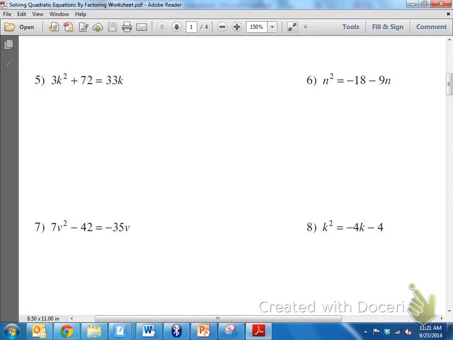So now we're going to be looking at quadratic equations, and we're going to solve them. So we need to figure out what the variable equals. So let's take a look at number 5 here on the worksheet. 3k squared plus 72 equals 33k.